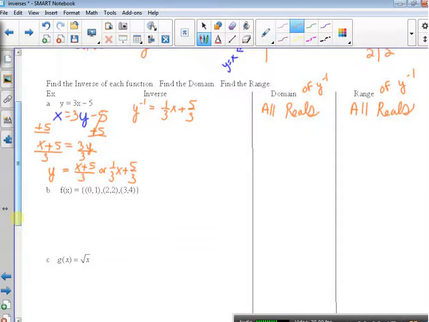Next, find the inverse. So in this case, I would write f^-1 of x equals, and it's just a switching. So it's (1, 0), (2, 2), and (4, 3). That's your inverse. The domain of your inverse is x equals 1, 2, and 4. The range of your inverse is y equals 0, 2, and 3.